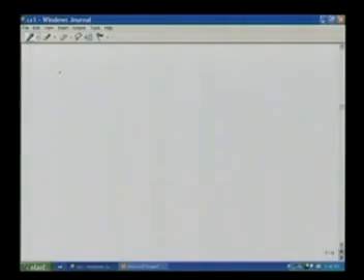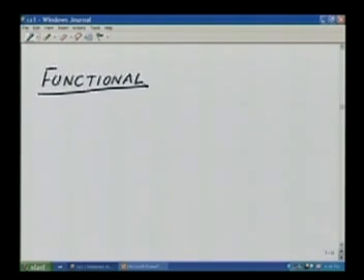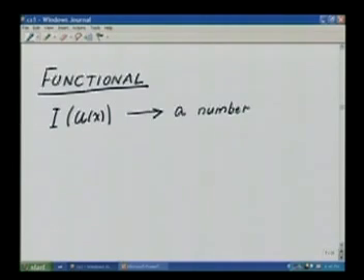What we are going to define now is something called a functional. What is a functional? A functional is a function of a function. So it will take, let me call I the functional, it will take a function u of x and it will return to me a number, which is I of u of x. So I give one function u of x, I'll get a number. I give another function u of x, I'll get another number.